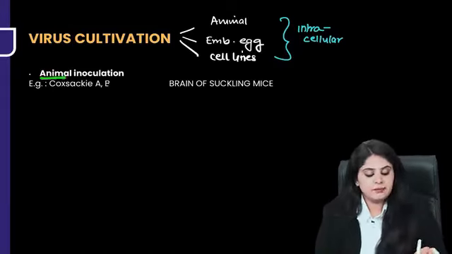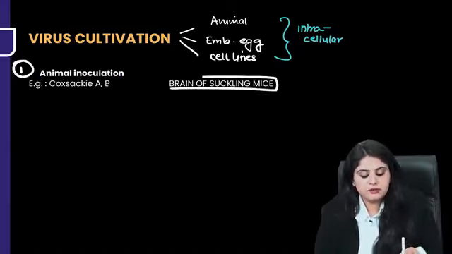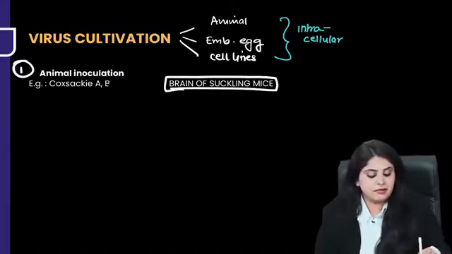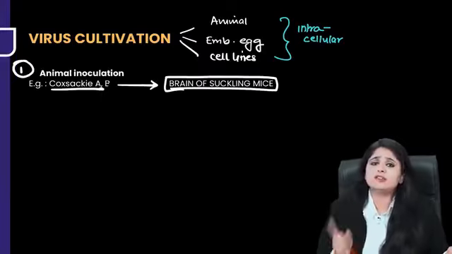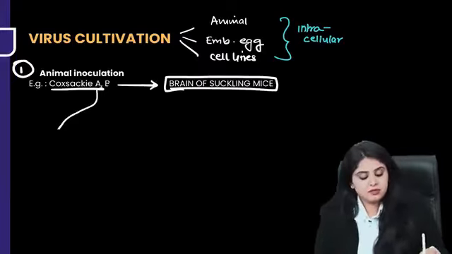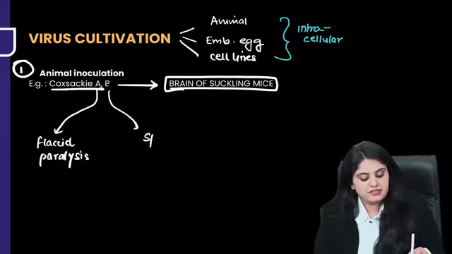So let me take the example of animal number 1. For example, if you inject something in the brain of a suckling mice, let me take an example. Coxsackie A and B were injected in the brain of a suckling mice. How will I get to know whether it is Coxsackie A or Coxsackie B? So please remember, Coxsackie A is going to cause flaccid paralysis, and Coxsackie B is going to cause spastic paralysis.